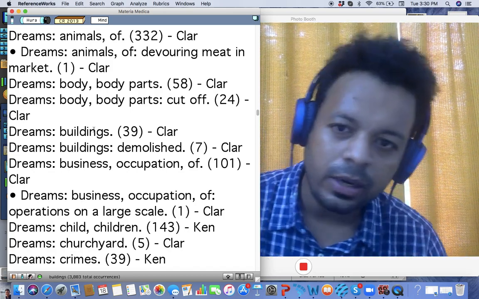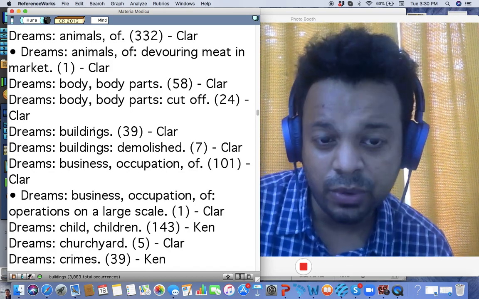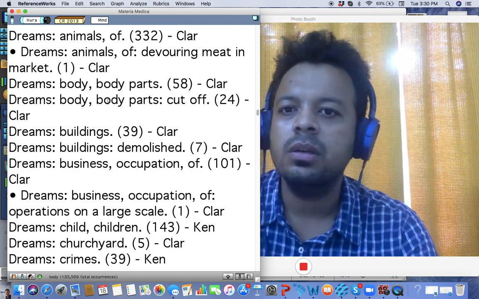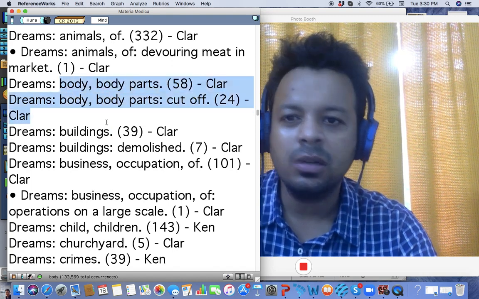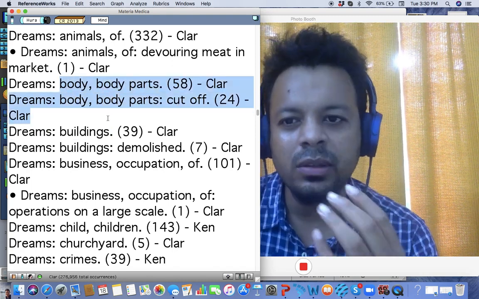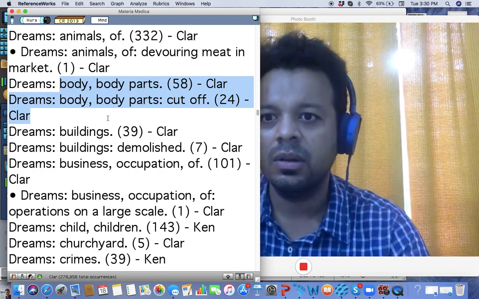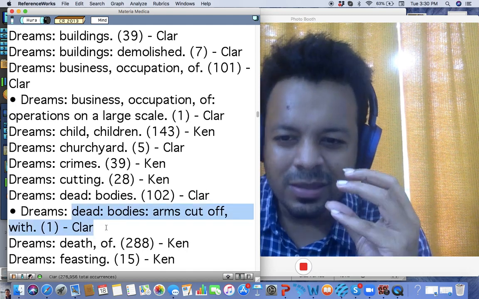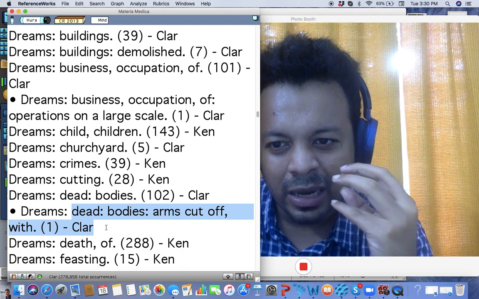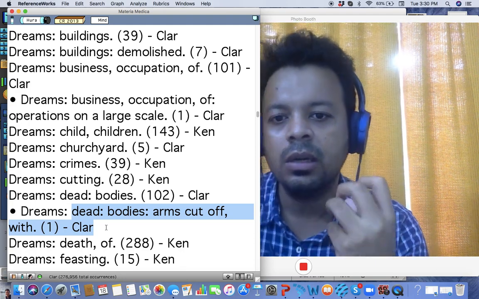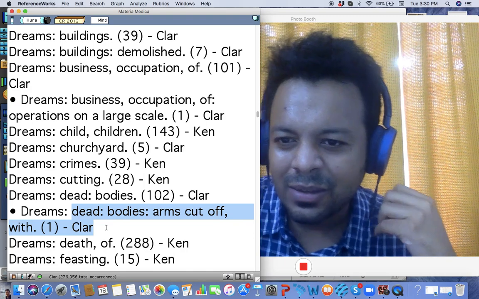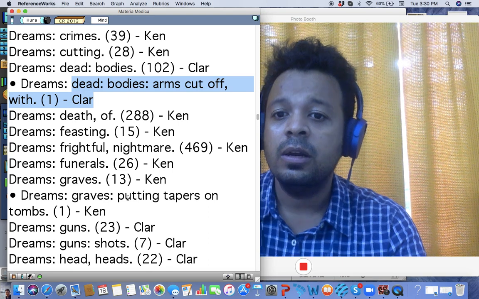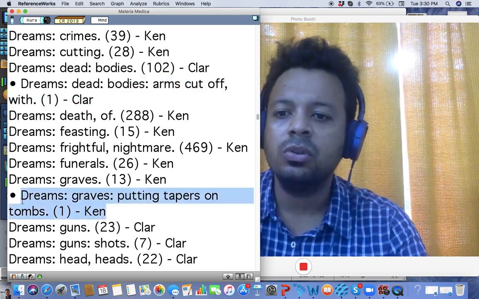And you will often understand this even in the dreams, and dreams are often a window towards the subconscious state. One of the dreams you would see in Hura is dreams of body parts cut off. It almost shows your confidence level is destroyed, it's cut off. Delusion, dead bodies, arms are cut off. So you can see this kind of imagery where they connect to dead bodies with arms cut off. It's a very syphilitic stage where they feel that everything is gone. Dreams of death, dreams of graves, putting tapers on tombs.